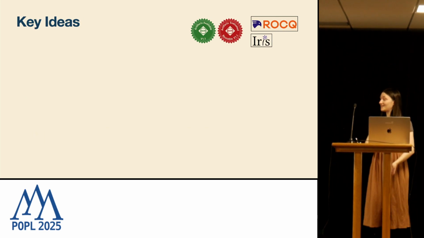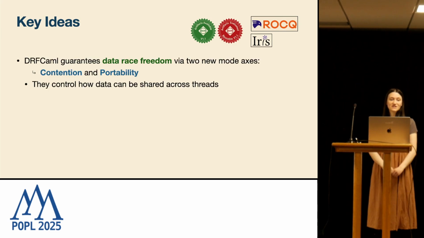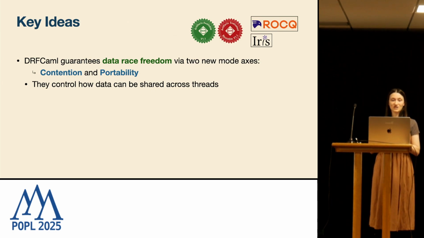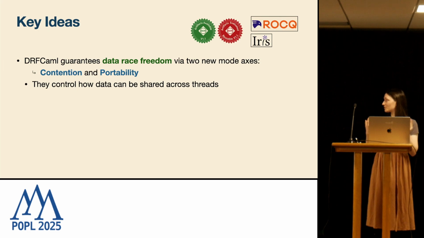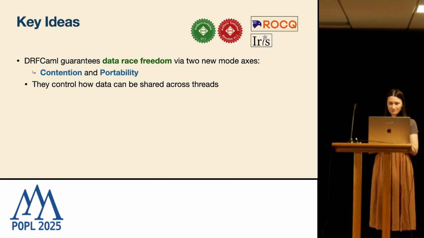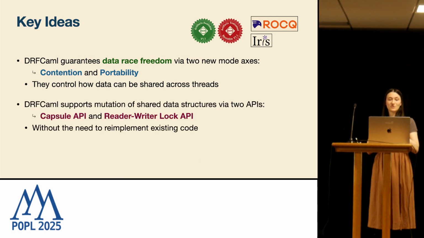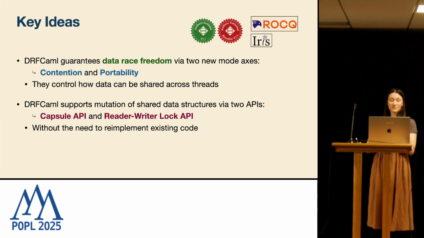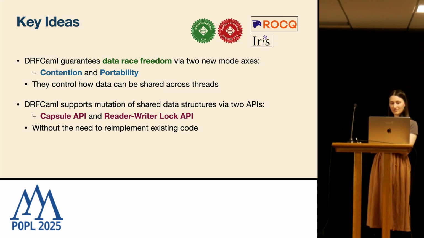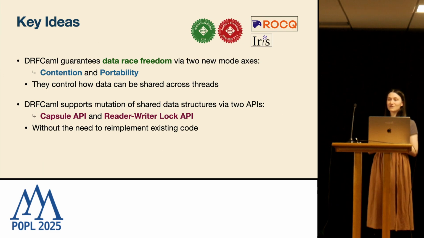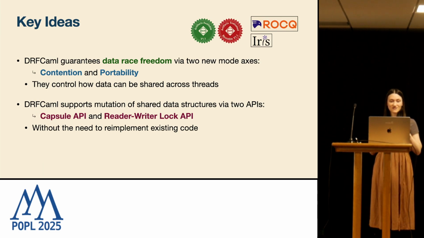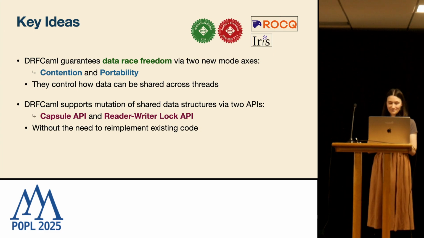What are the key ideas with the design? First, DRFcaml guarantees data race freedom via two new mode axes called contention and portability. They are going to control how data can be shared across threads. Okay, next, DRFcaml supports mutation of shared data structures via two APIs, the capsule API and the reader-writer-lock API. And these are going to allow us to share existing data structures across threads without re-implementing them.